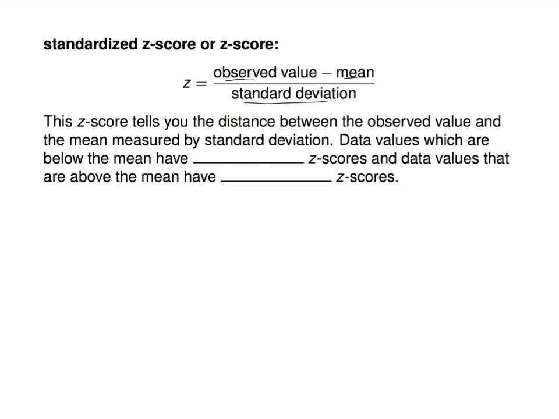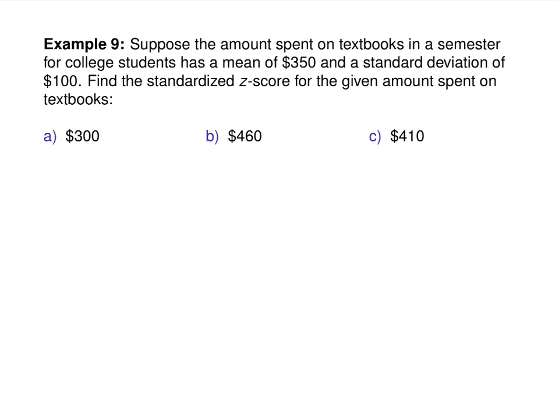If you have a negative value, you are below the mean. So data values that are below the mean have negative z-scores. And if you're above the mean, you have positive z-scores. And we'll just do one. Suppose the amount spent on textbooks has a mean of 350 and a standard deviation of 100. Find the standardized z-score if you spend $300.